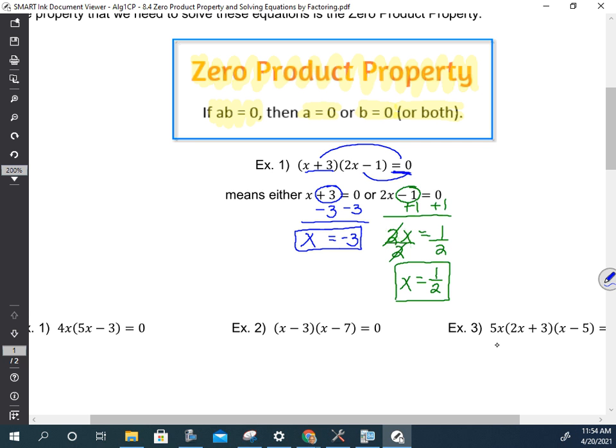So, if the equation is equal to 0, and if it's already factored, you can break it apart. What I would put to the side as notes for myself: it must equal 0, and it must be factored.